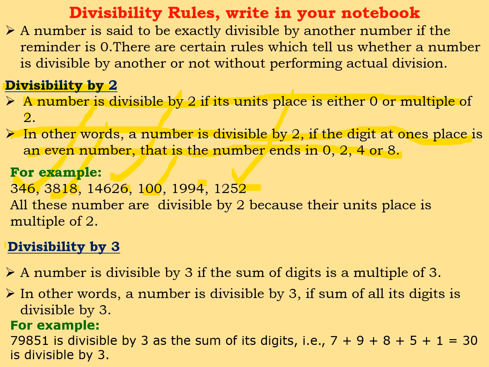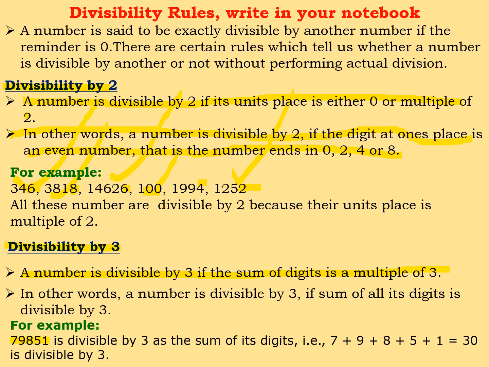Now let us see the divisibility rule by 3. A number is said to be divisible by 3 if the sum of digits is a multiple of 3. Sum of digits means, let us take for example the number 79851, and they are asking you to tell whether it is divisible by 3 or not.